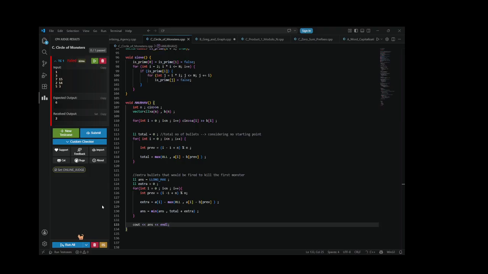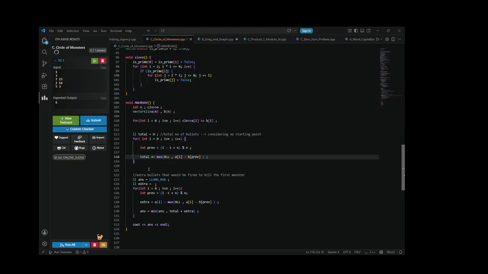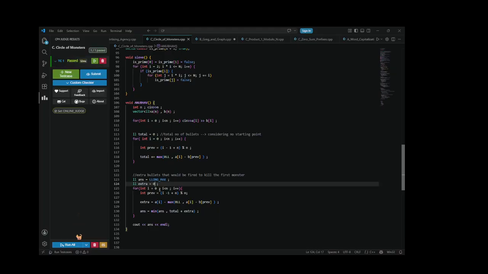Also, this should pass all the test cases. No, why so? Let me think, one second. The total I have written correctly. Yes. Oh, sorry, the total we need to add. One more mistake is there in the code. Extra would be 0, let's suppose.